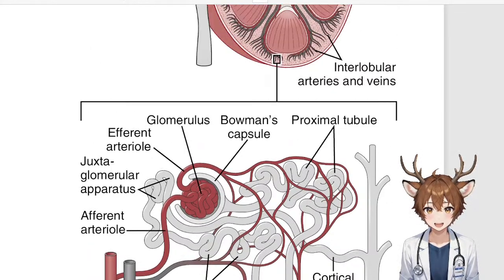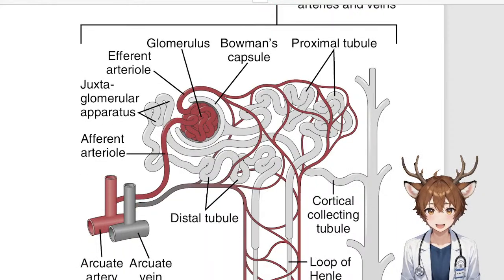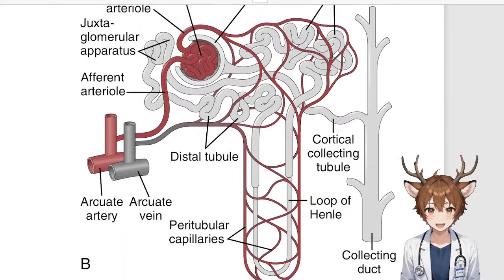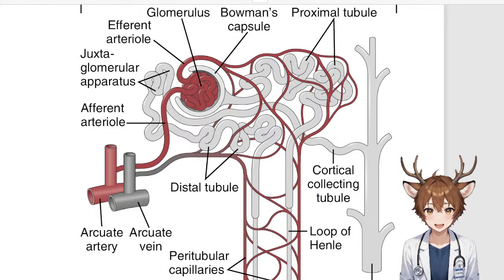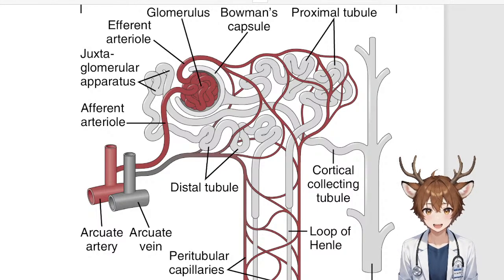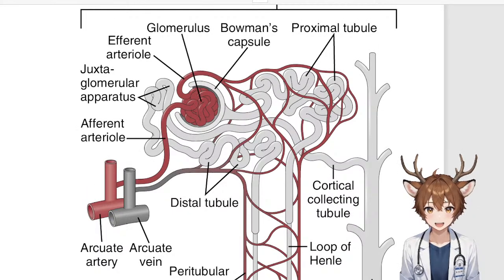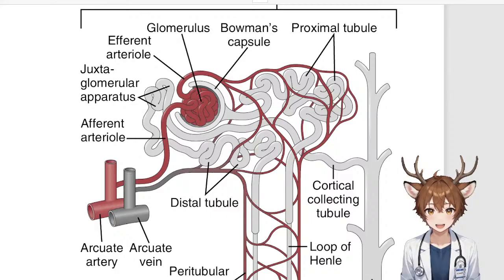So this is showing the actual individual areas of the Bowman's capsule, the glomerulus, the proximal tubule, showing both the arteries involved as well as the actual part of the system that's doing things like collecting certain kinds of ions, collecting water, that kind of thing. And so you can see here the JGA, that kind of area that releases renin, depending on the situation. You can see the afferent and efferent arterioles.